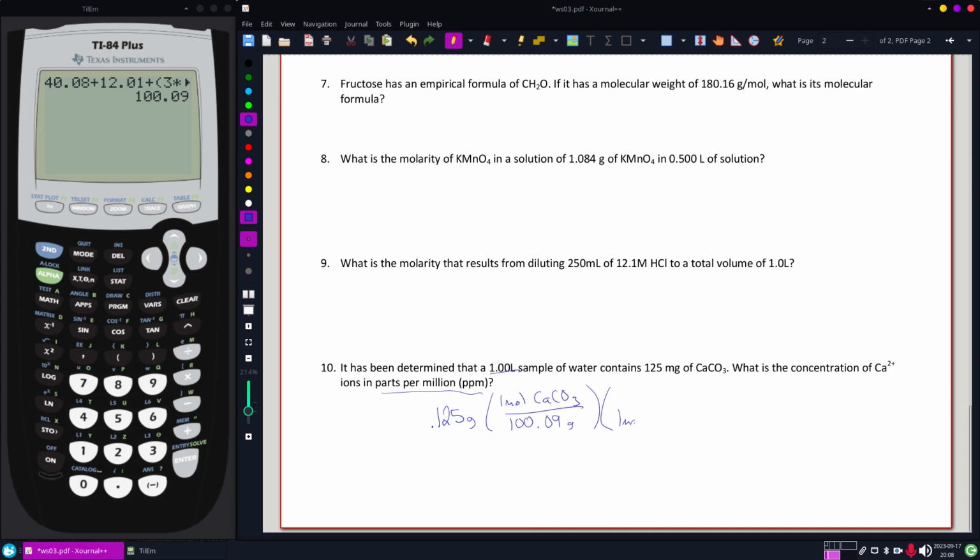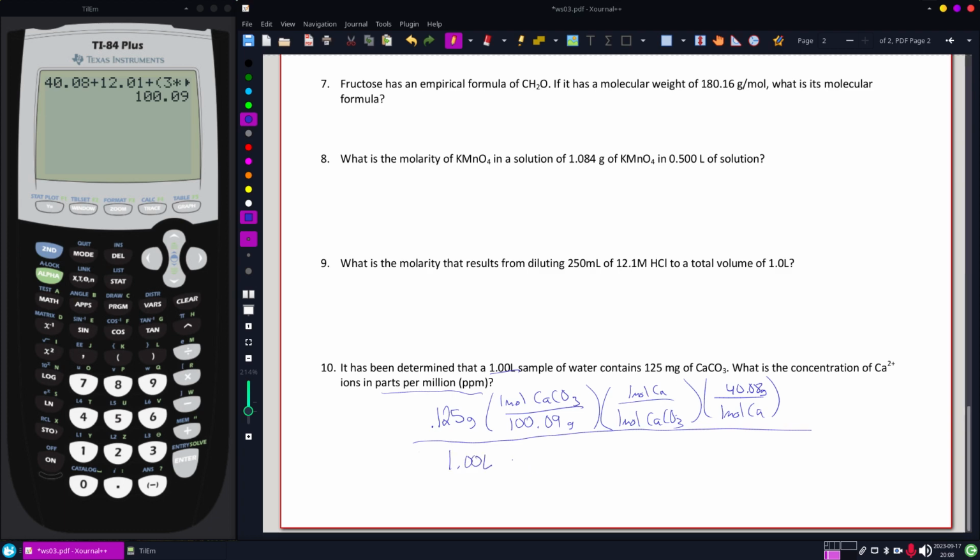So 1 mole of calcium carbonate is going to give us 1 mole of calcium, and 1 mole of calcium weighs 40.08 grams. Alright, so all of that would end up giving us the mass of just the calcium from that 0.125 grams. Alright, now that's the mass of the calcium. Also need the mass of the solution.